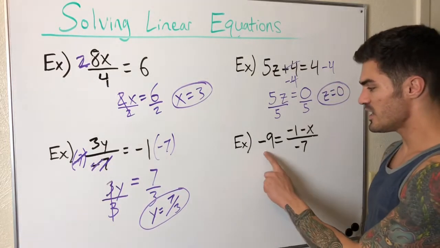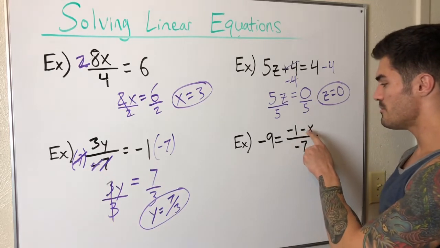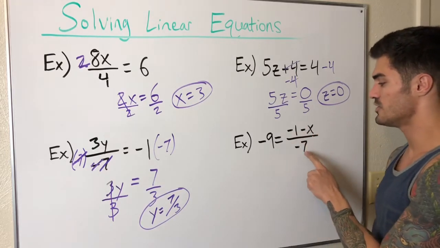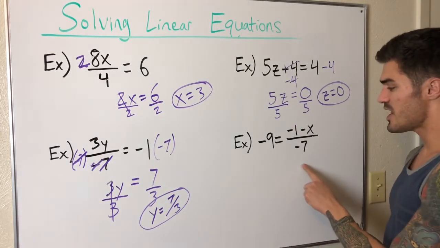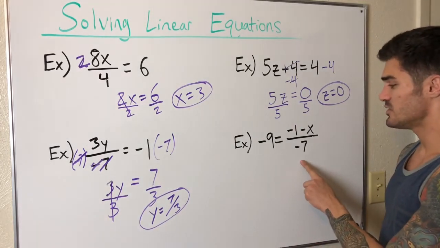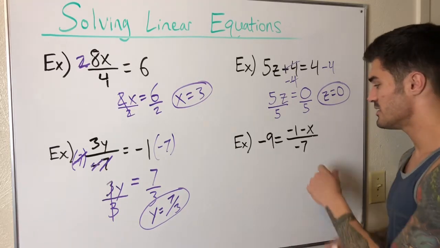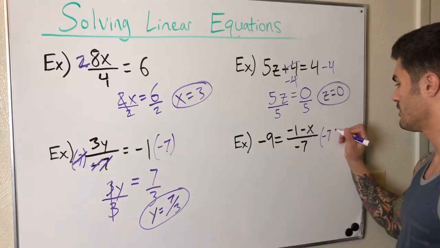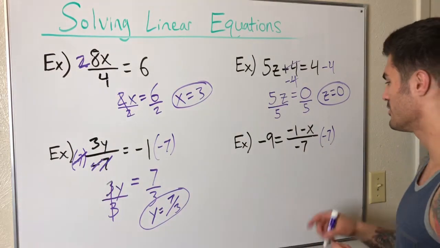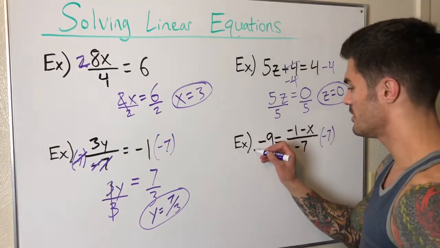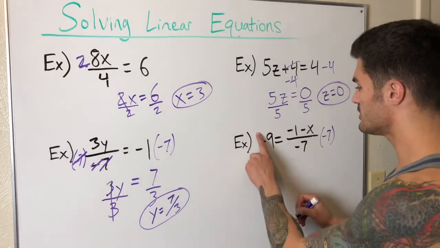So last example, negative 9 equals negative 1 minus x all over negative 7. So same idea. This division is happening. I want to get rid of that division, so I'm going to multiply both sides by negative 7. And I guess you could have split this up technically. I think that would take you longer if you did that, but it would eventually work. Let's see, multiply both sides by negative 7.